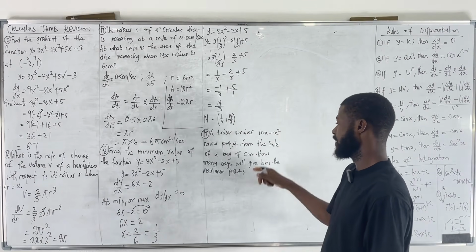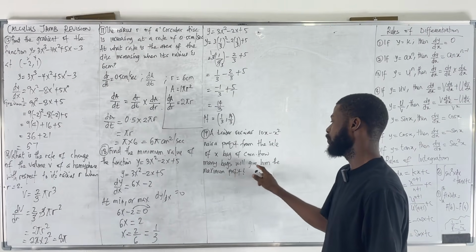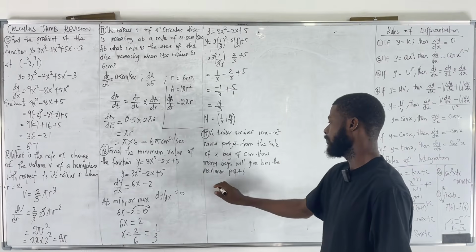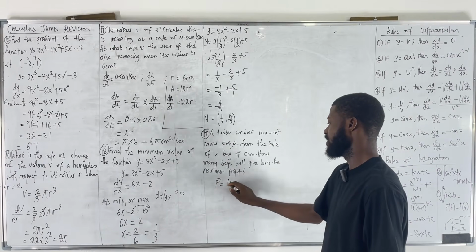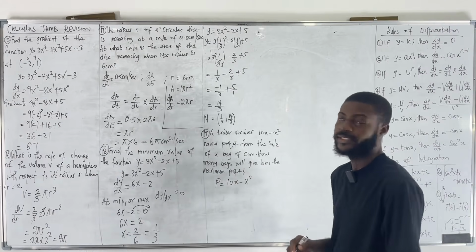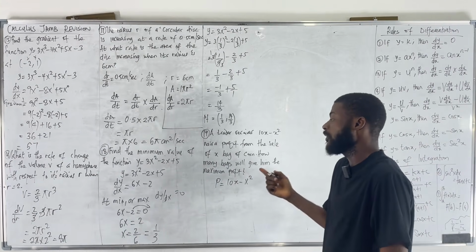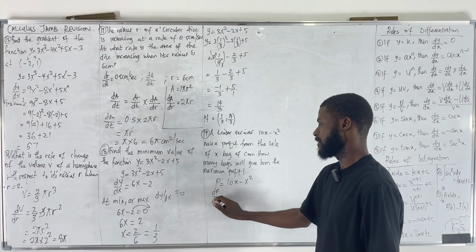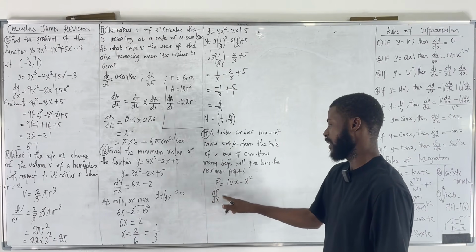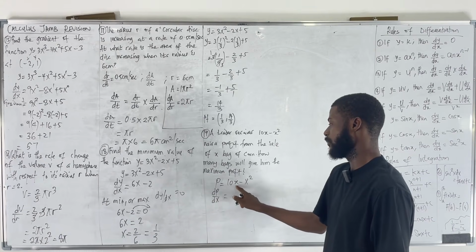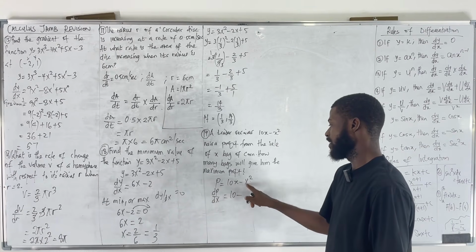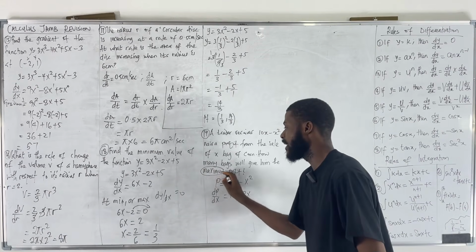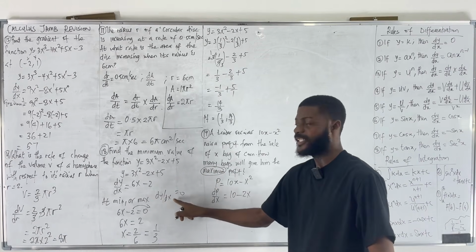Now, in this case, they said how many bags will give him the maximum profit. So first of all, let's say profit is equal to 10x minus x squared. If you want to even think of the maximum profit, you have to differentiate first. So what's dp/dx? Differentiate p with respect to x. This will be, differentiate this 10x, what would you get? We get 10. Differentiate x squared, what would you get? We get 2x. Now remember, anything that concerns maximum or minimum, your dy/dx must be 0.